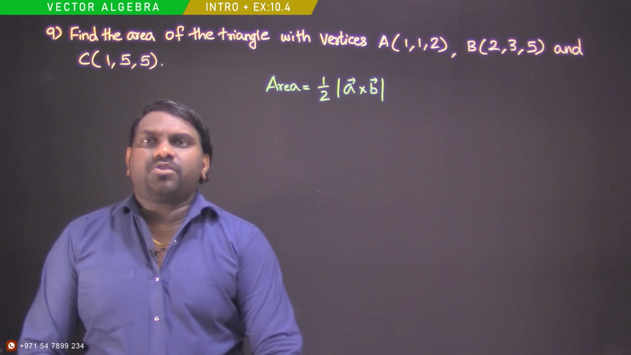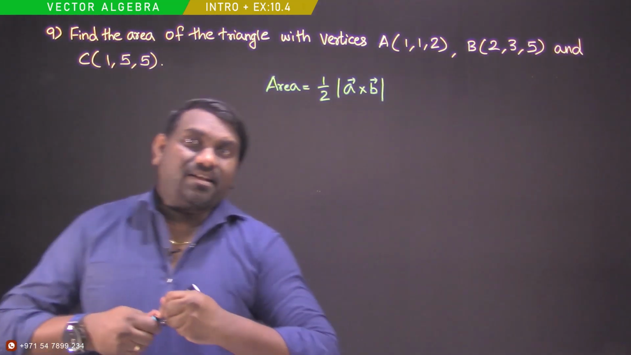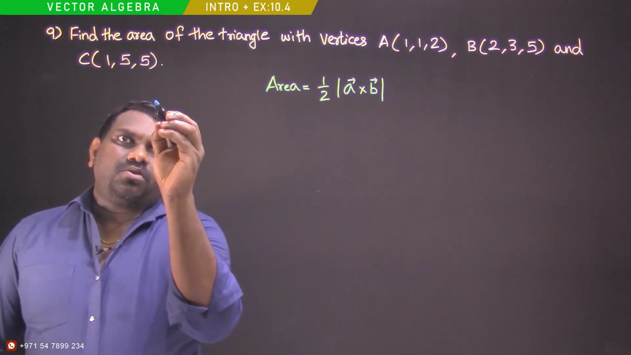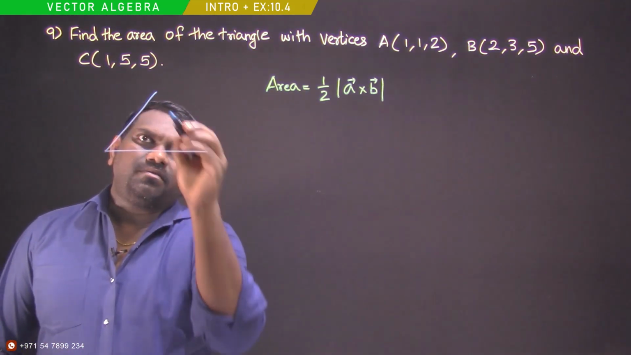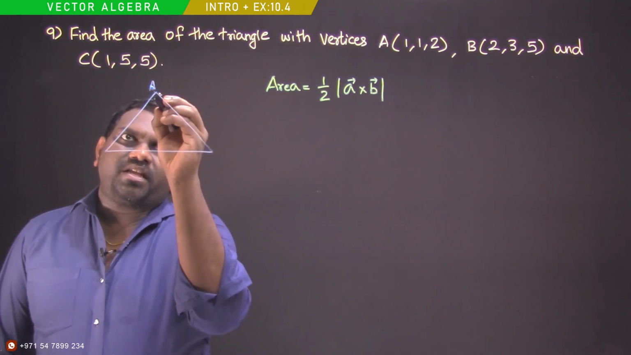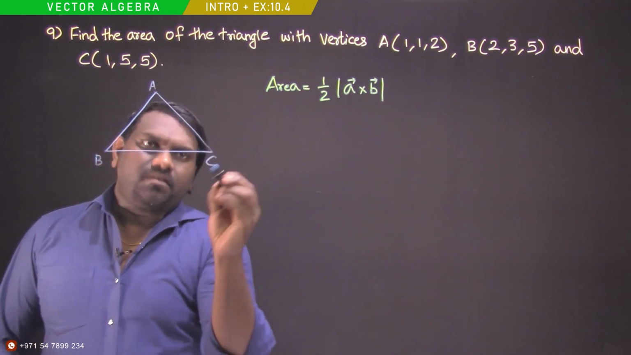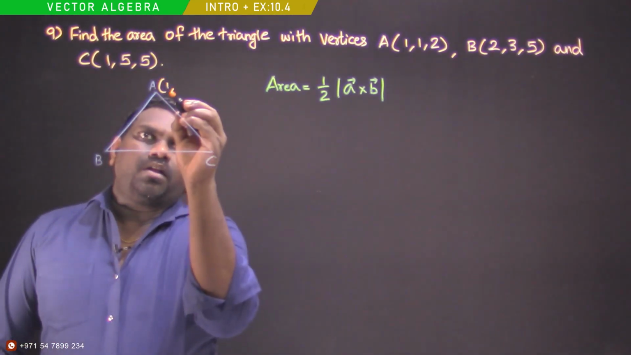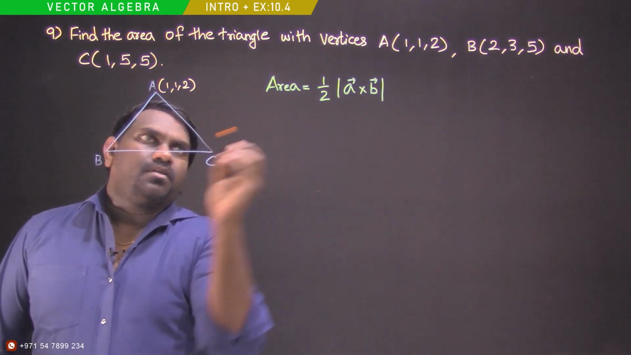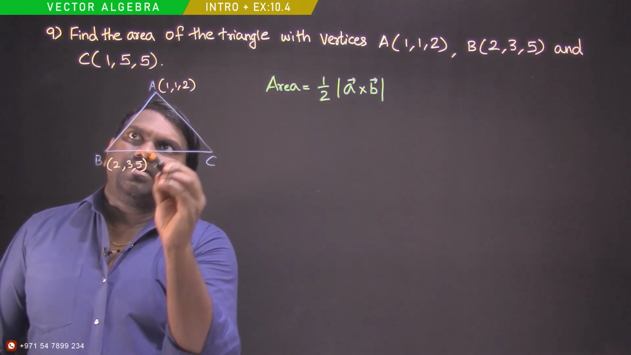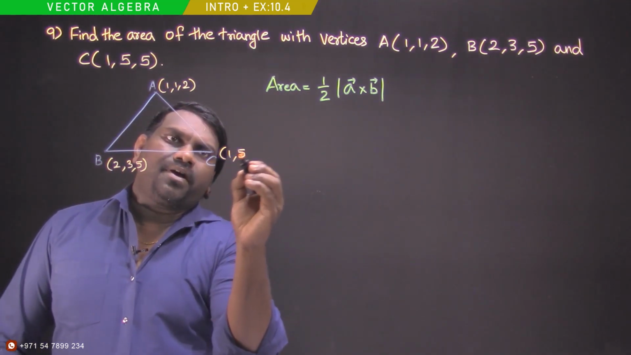Is it given, a vector or b vector? No. So first let's find which one is a vector and b vector. I'm going to draw a triangle just like this, where I'm going to mark this one A, B and C, and mark the coordinates. A is 1, 1, 2, B is 2, 3, 5, and C is 1, 5, 5.